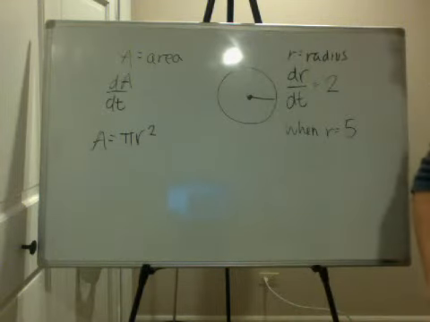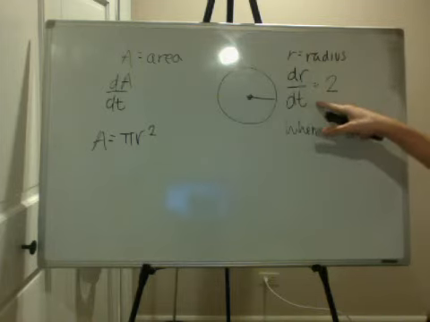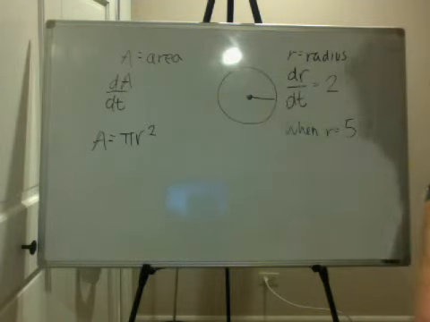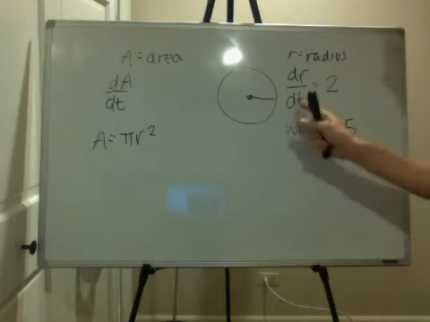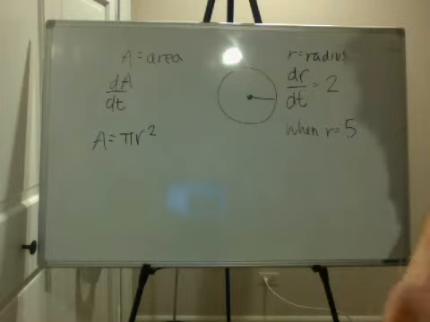Now, we have some information here. We know what we're solving for. We're solving for this, and we know this. There's no t in here, though, and there are t's here. So we're going to have to actually take the derivative of this right here with respect to t, because we want to know what the rate is, and the rate is going to be with respect to time.